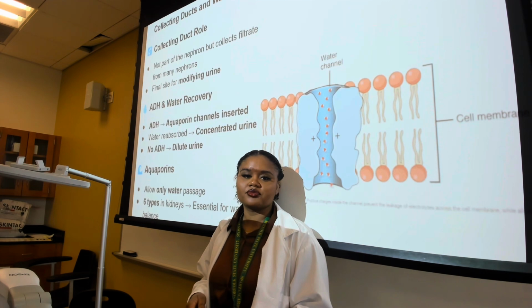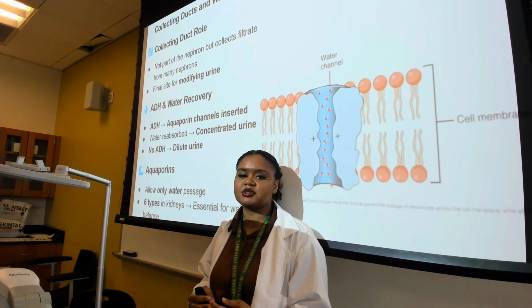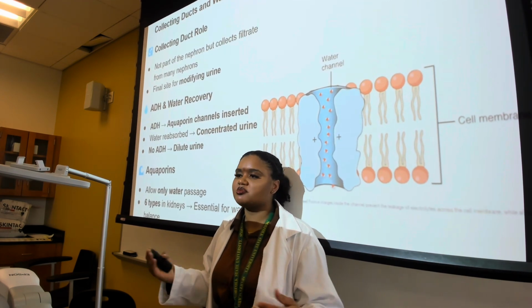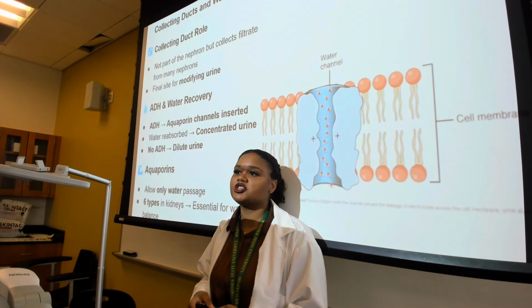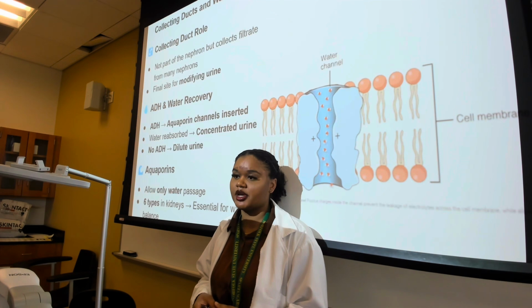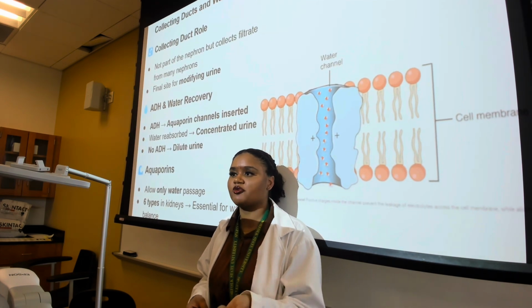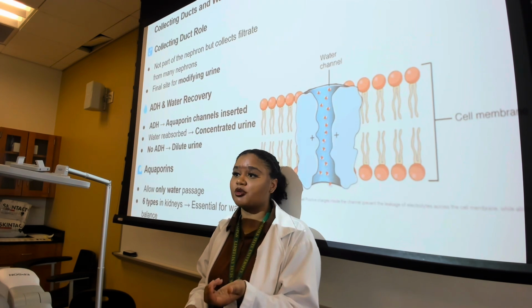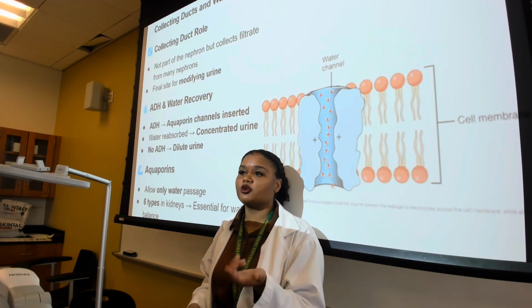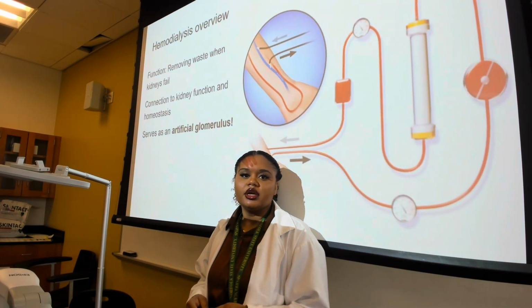And it only allows water passage. There are 6 types of aquaporin channels in the kidneys, and it's mainly essential for that water balance, okay? And remember, ADH is also called vasopressin, okay? Antidiuretic hormone, another name for that you'll hear in the hospital is vasopressin. So we actually have vasopressin that will push for patients to increase their blood pressure, okay?